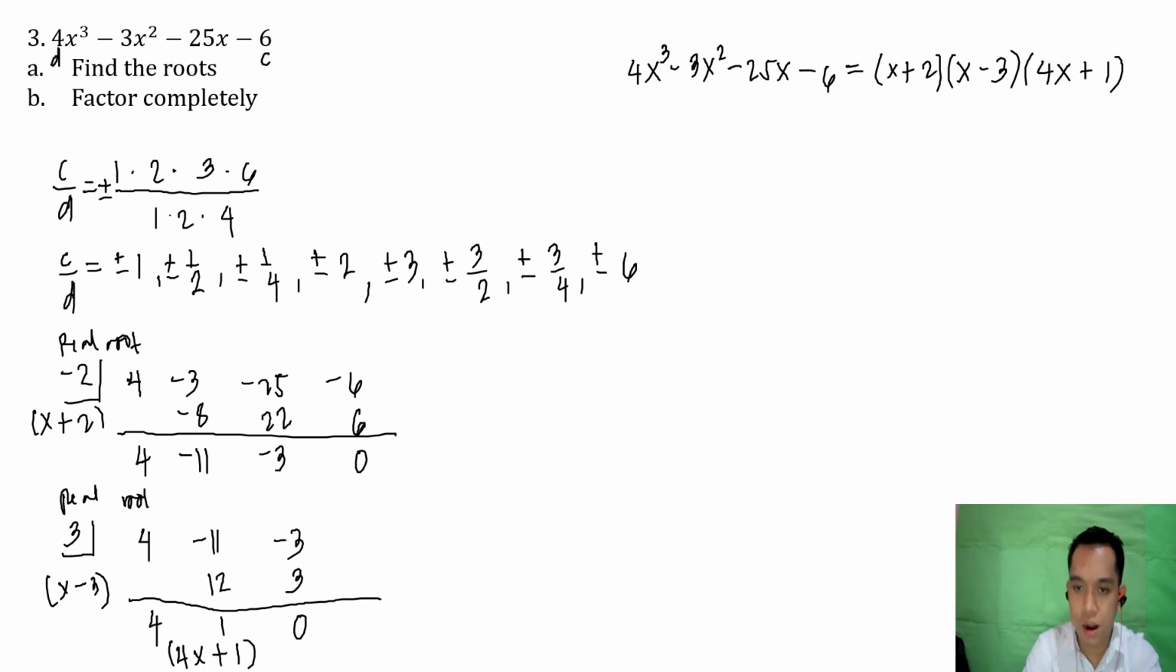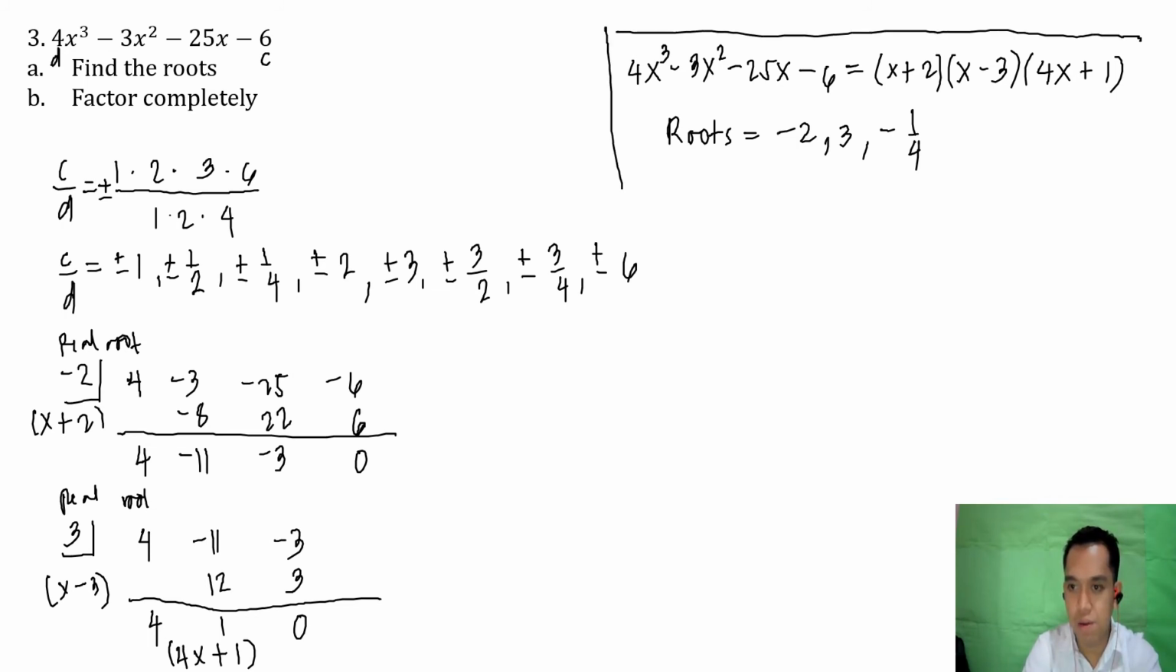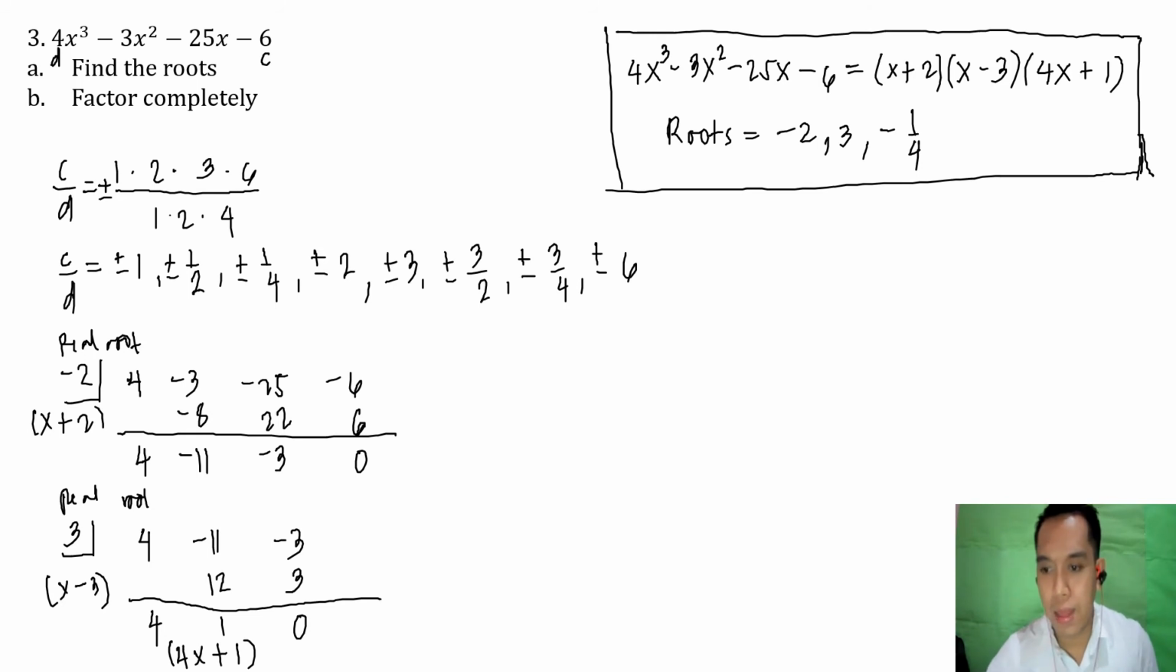And the roots are negative 2, positive 3, and for 4x plus 1, that is negative 1/4. Okay, so that is the final answer in number 3. The factors and the roots of our polynomial. Okay, number 4.